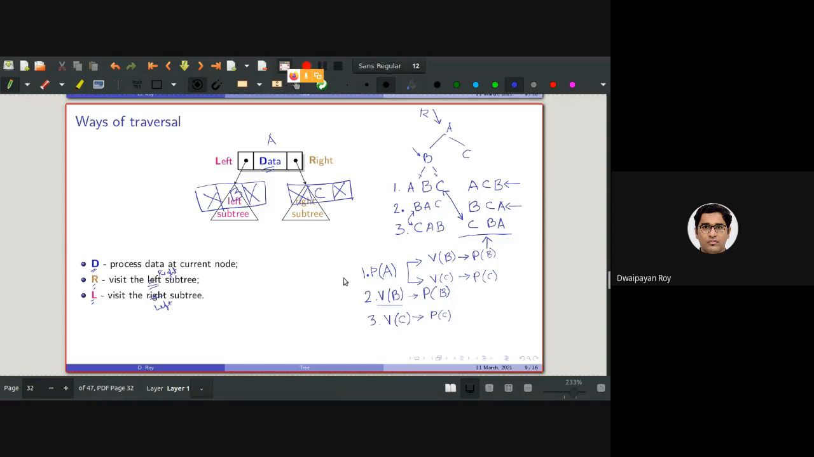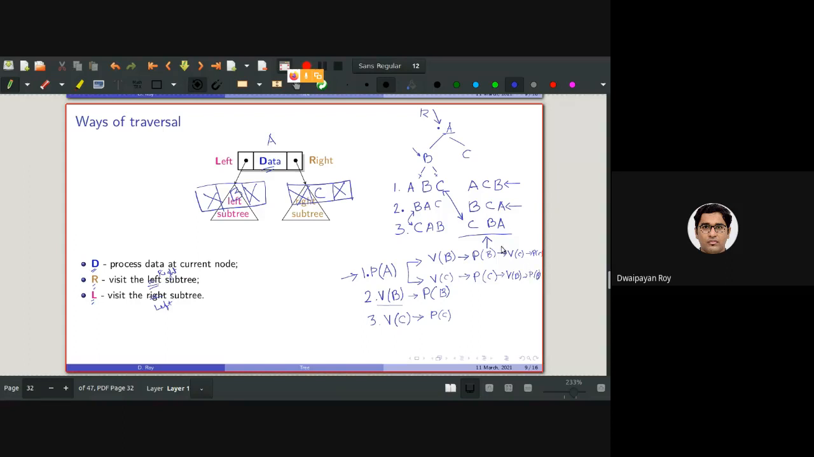So now, considering the first option, I have processed A, then either I have processed B or I have processed C. So now the next option is I need to go back. I need to go back from here to here, and I need to process the rest of the elements. So basically, after this, I need to visit C, and then I will be able to process C. Similarly, after this, I need to visit B, and I need to process B.